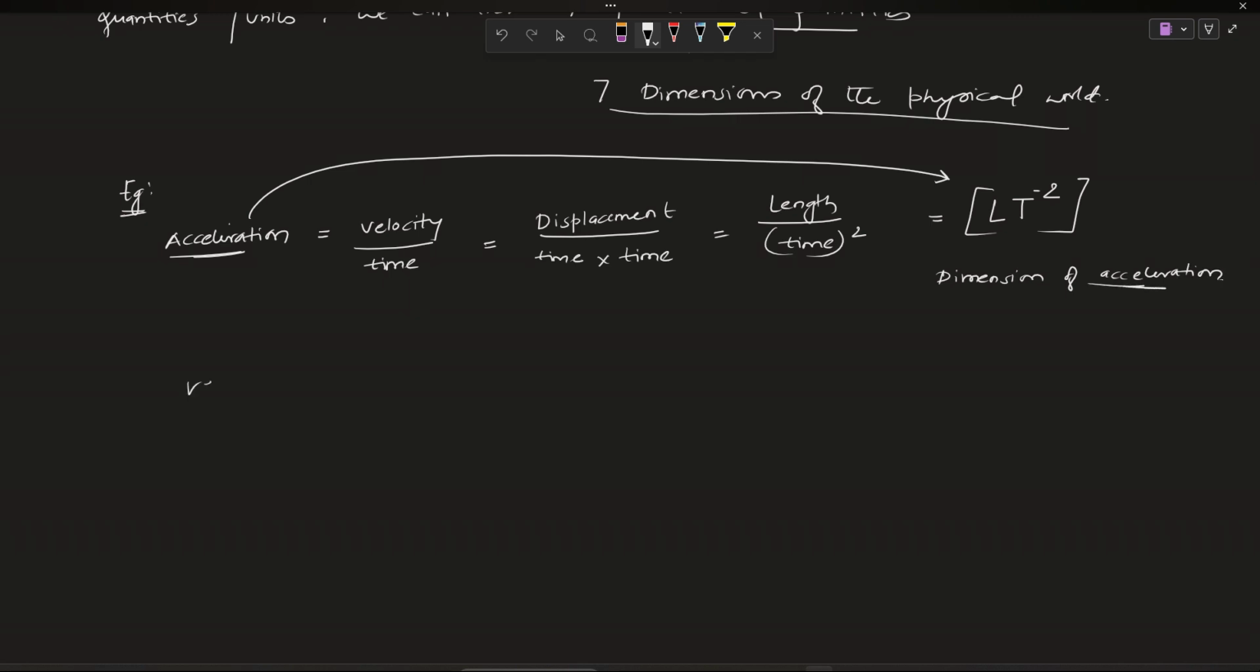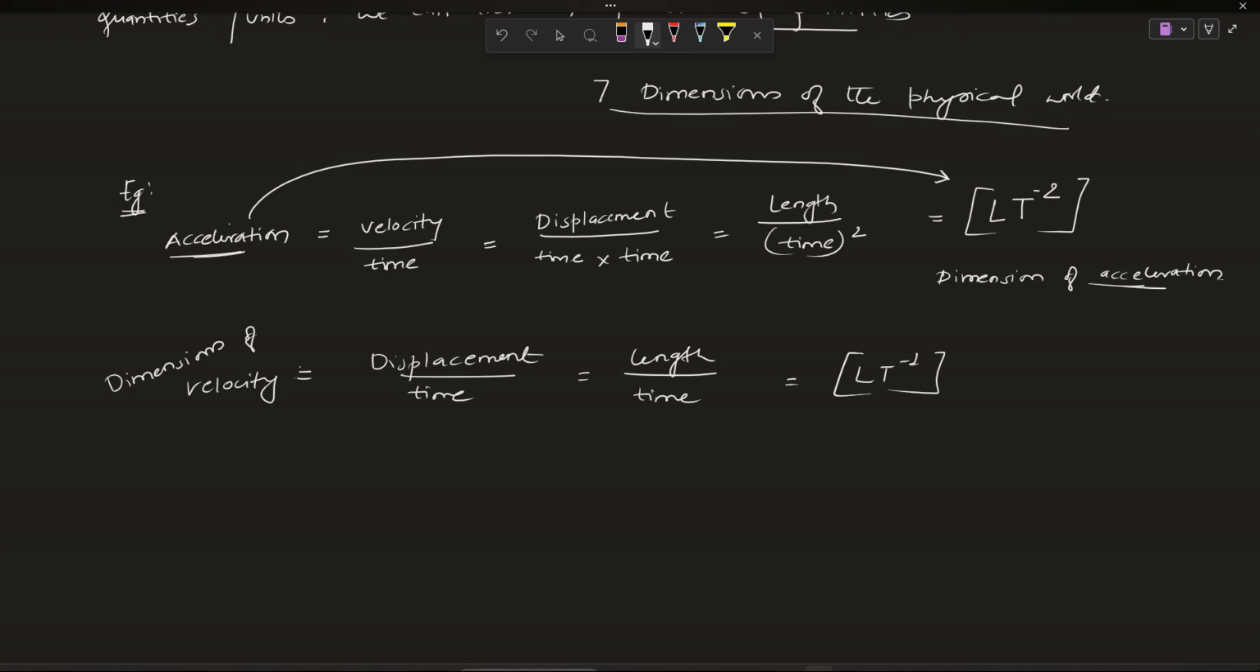Okay, now coming to velocity. Dimension of velocity. Velocity is nothing but displacement by time. Displacement is a unit of length, and time. So we can write that L T to the power of -1. So this is the dimension of velocity.